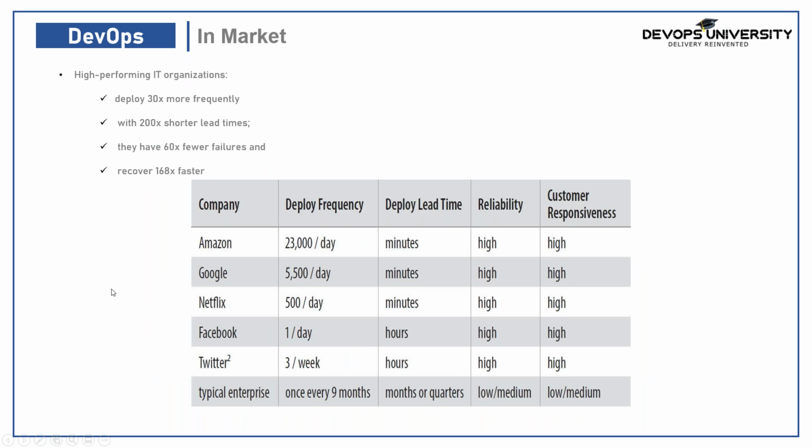So now, I hope you are getting a great basic, high level overview of how DevOps works, what benefits it brings to the market, and why we should use it. And I'm going to give you a very high level glimpse of which organizations are using it and why it's so popular. Companies like Amazon, Google, Netflix, Facebook, Twitter, and typical enterprises are adopting DevOps. They are deploying frequently. Deployment lead time earlier was in months, now it's in minutes, and the reliability is very high and the customer responsiveness is very high. You can see Amazon is doing 23,000 deployments per day, and Google is making 5,500 deployments per day.